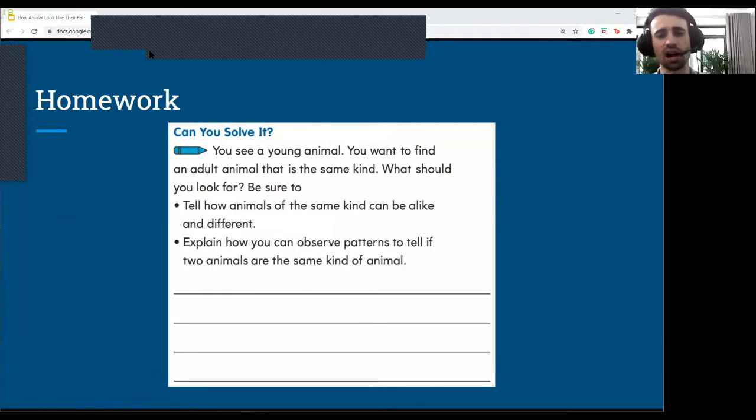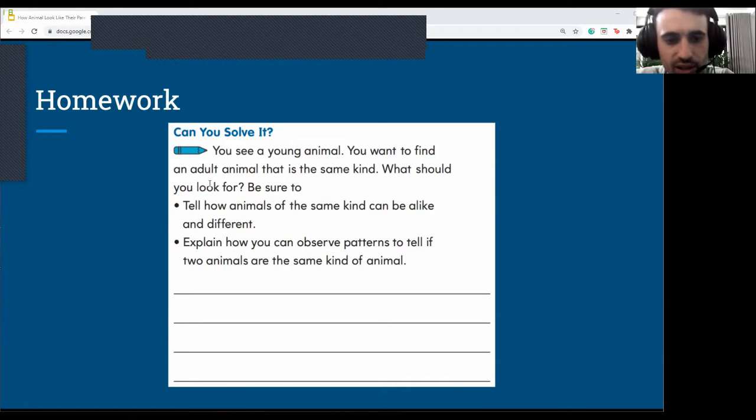Okay, so if you found a young animal, how would you look for the parent? What would you check for? What is something we could look at? Think of something that might be the same or something that might be different between the young and the adult. What is something you would look for? The body parts.